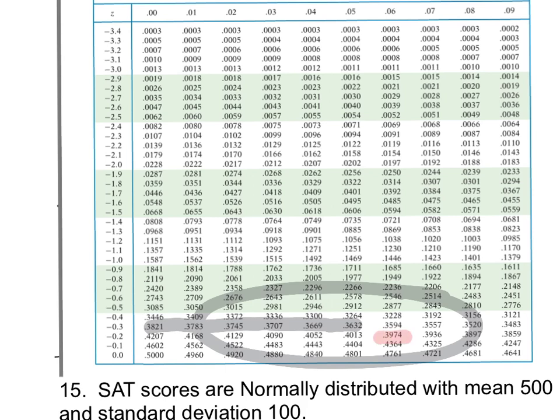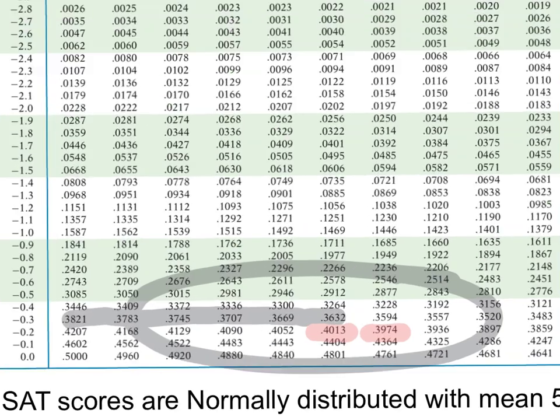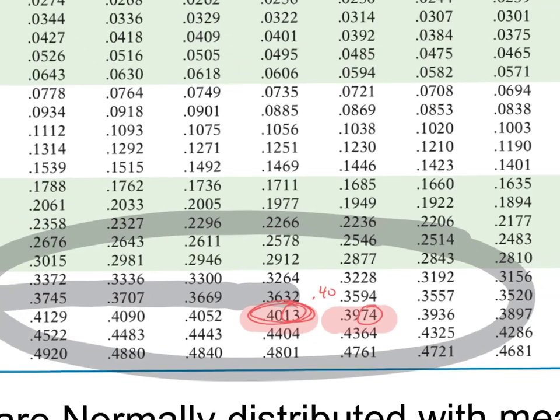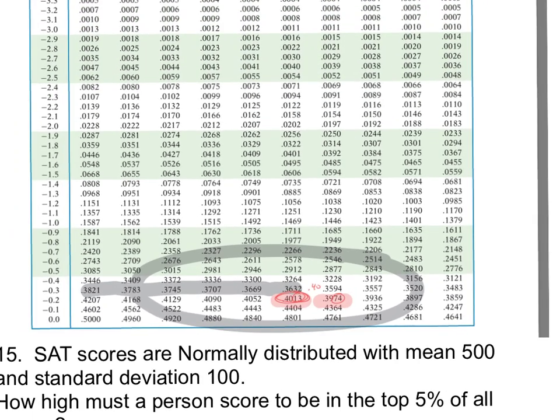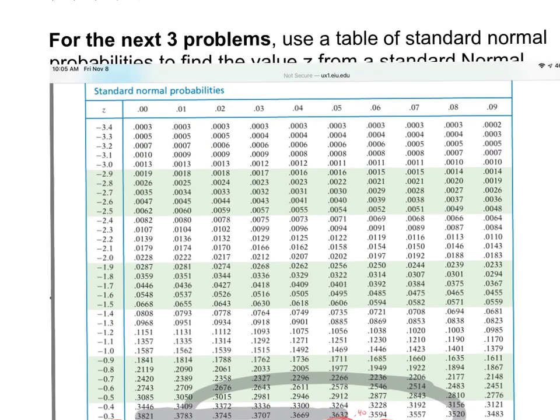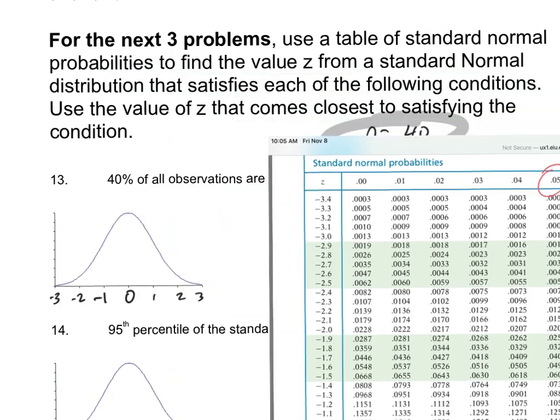So the one that is closest to 0.40 is going to be 0.3974 and 0.4013. Now, if you look at that, which one is closer to 0.40? This one is 13 away, where this one is 26 away. So we're going to go with this number here, 0.4013, and that's going to give me a z-score of, let's see, negative 0.2, and I believe it's 5. Yep, negative 0.25.